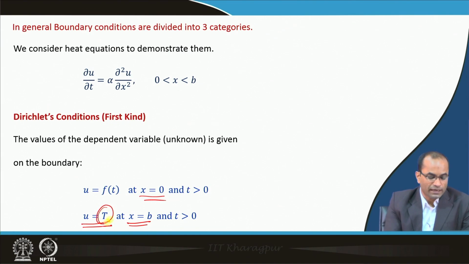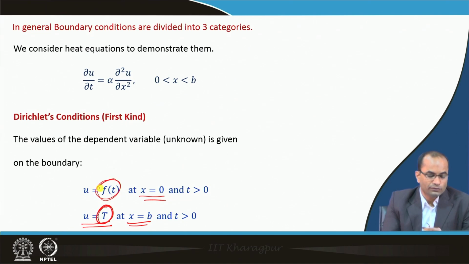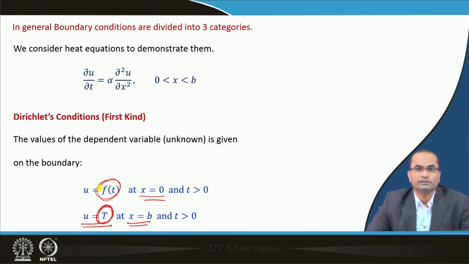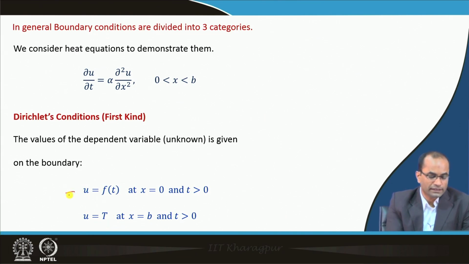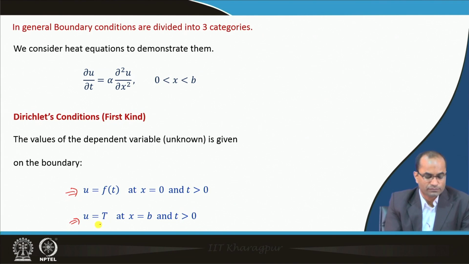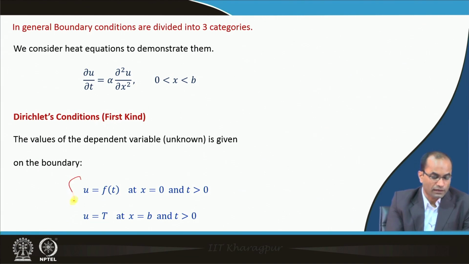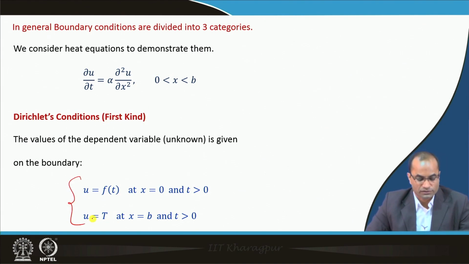So, at one end we have some fixed value, and at the other end the value depends on the time t, for instance. So, those are the possibilities, but in either case u is prescribed at both the ends. However, at one end it is given as a function of time, and at the other end it is prescribed as a constant value, but at both ends the direct value of the dependent variable is known, and such types of boundary conditions are called Dirichlet boundary conditions.